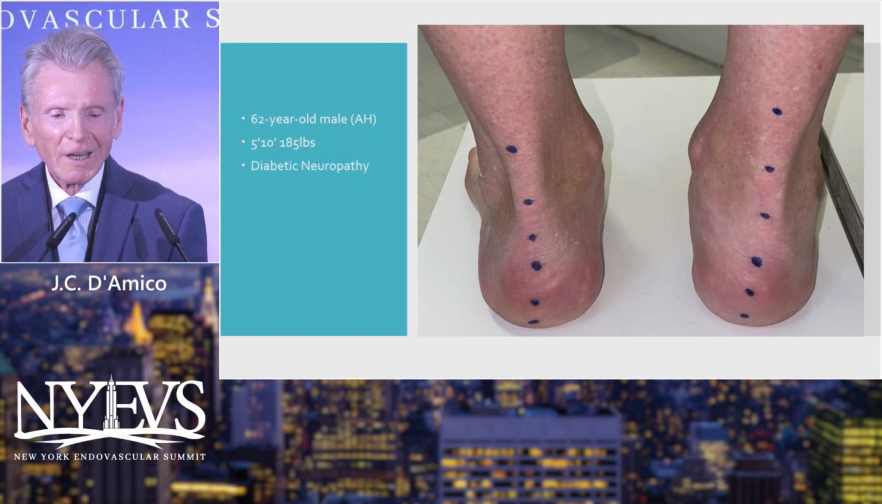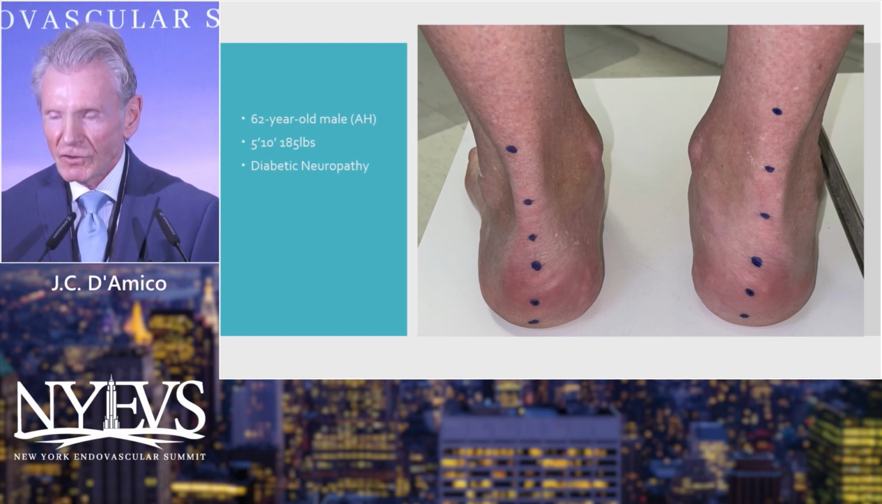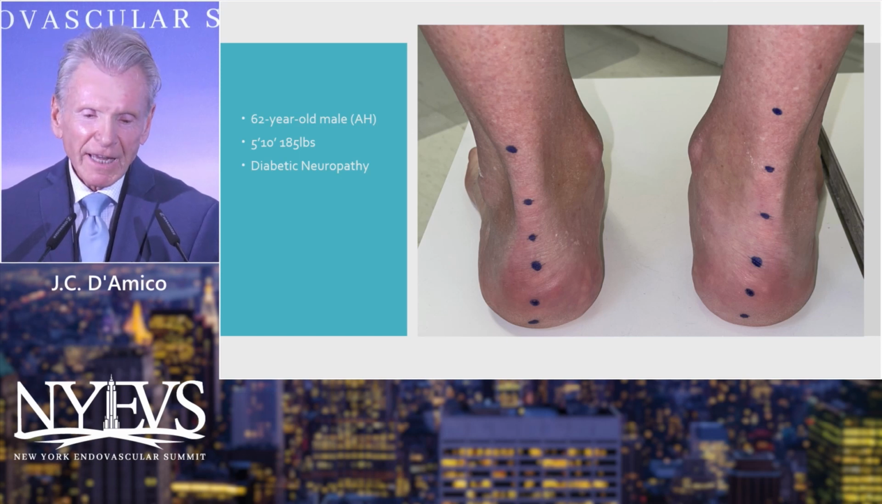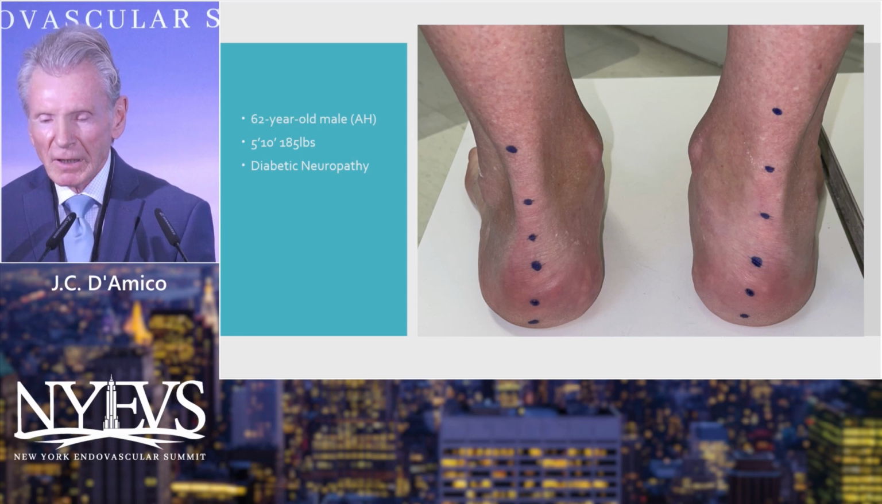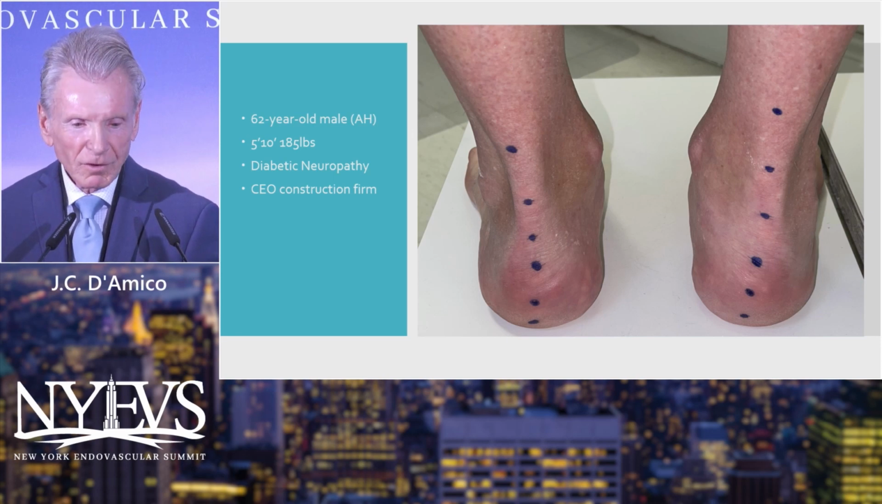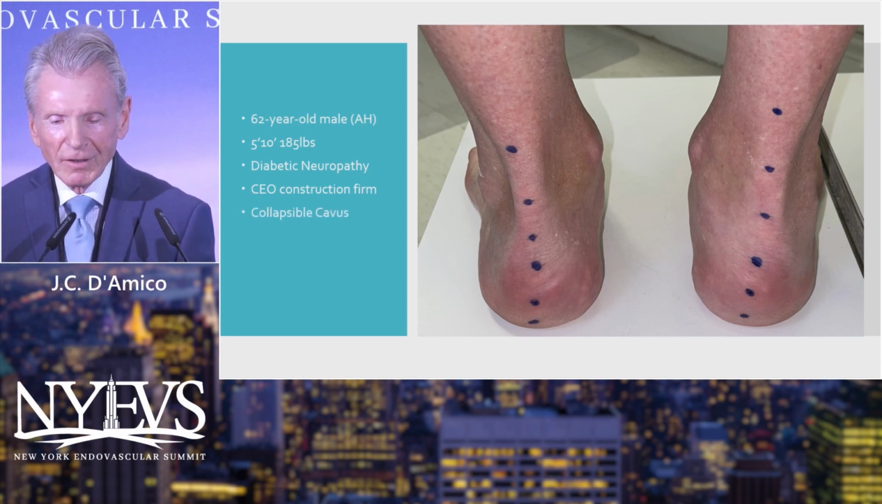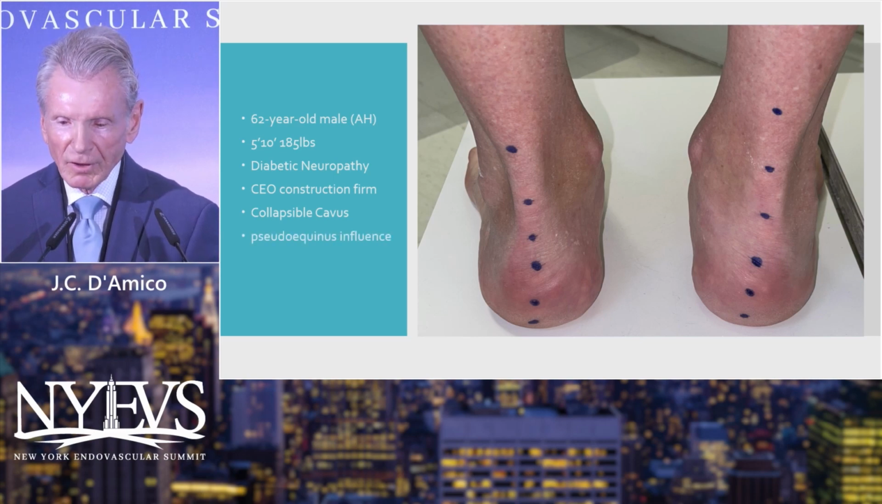or collapsible foot. He has a high arch foot, seated. So he has a cavus foot, and he stands up, and this is what happens. He has a diabetic neuropathy and is CEO of a construction firm. So he has to go to sites, and he goes up and down ladders. He also plays a lot of golf. He has a collapsible cavus, and he has a lot of pseudoequinus influence.